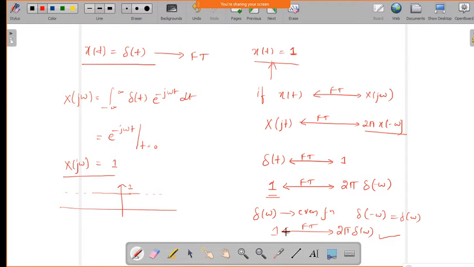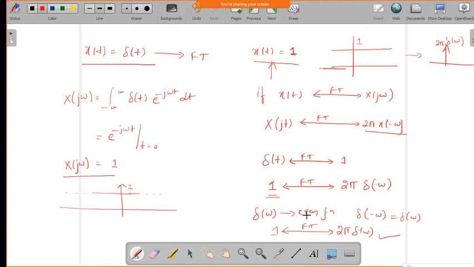This tells us that whenever you have a time domain signal with a constant, like a DC signal, it will have an impulse function in the frequency domain. It exists only at omega equal to 0, and the amplitude is 2 pi. This is the representation whenever the signal x of t has a DC component: it will have an impulse in the frequency domain. This is the interpretation.